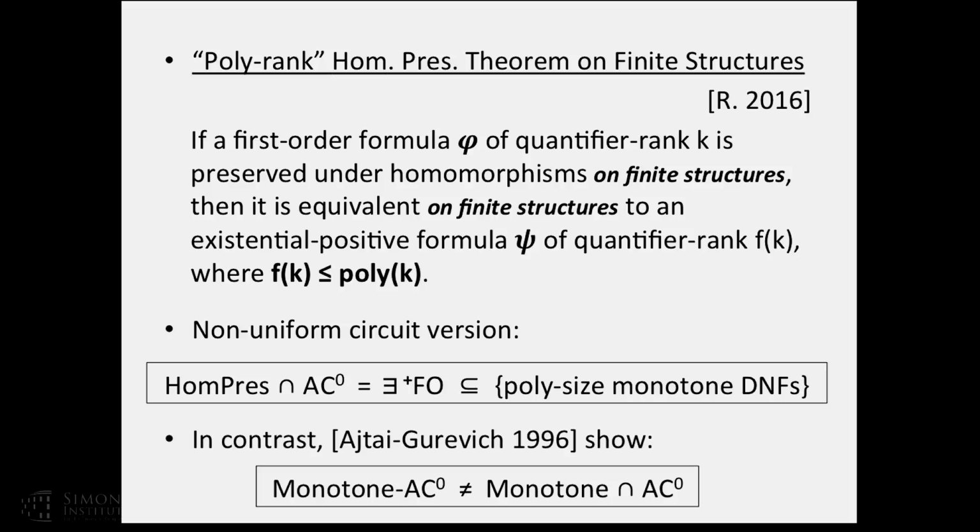And this stands in contrast to previous results which show that syntax and semantics are very different with respect to things like monotonicity. So Tiger-Ravitch showed that syntactically monotone AC0 is different than semantically monotone AC0. Okay, so thanks.